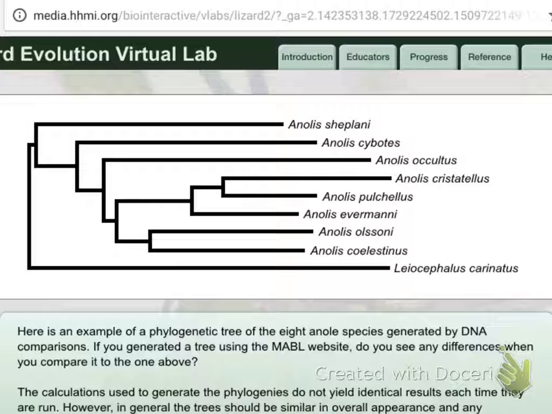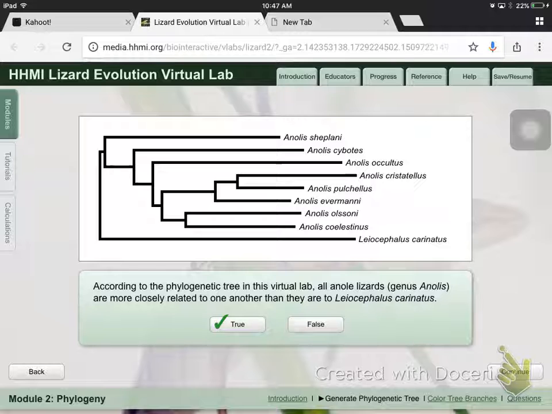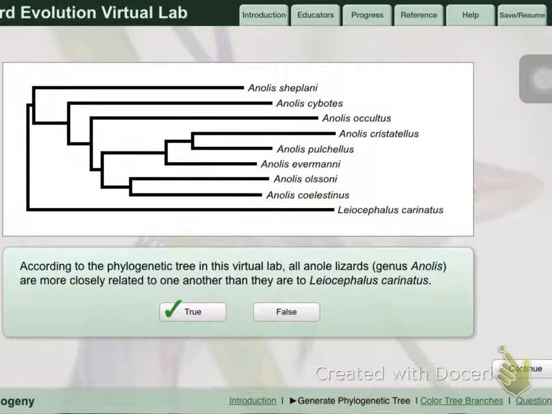I want you to notice something. So if we go to the first question that you were asked about this, and you should all have your own screenshots back. You might want to check Classroom right now. Notice on this phylogenetic tree there's this one species down here. It's not really closely related to anything else. And it says, according to the phylogenetic tree in this lab, all anole lizards are more closely related to one another than they are to Leiocephalus carinatus.